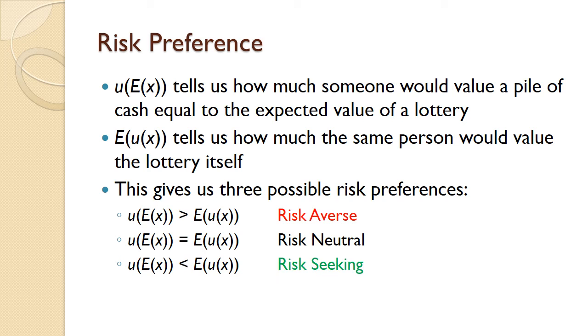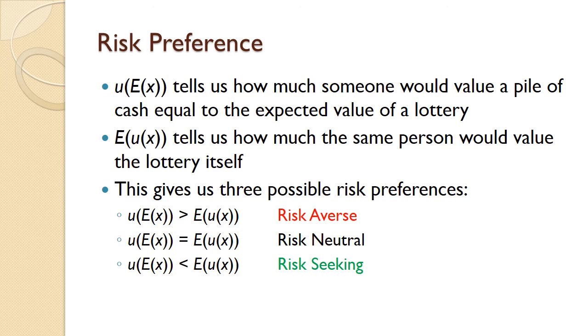The third and final possibility is that the utility of expected value is less than the expected utility. That would mean that she would get less utility out of the guaranteed payoff than she would out of playing the lottery. Such a gambler would be called risk-seeking. This type of person values the money that she might win in the lottery more than she values the money that she might lose.